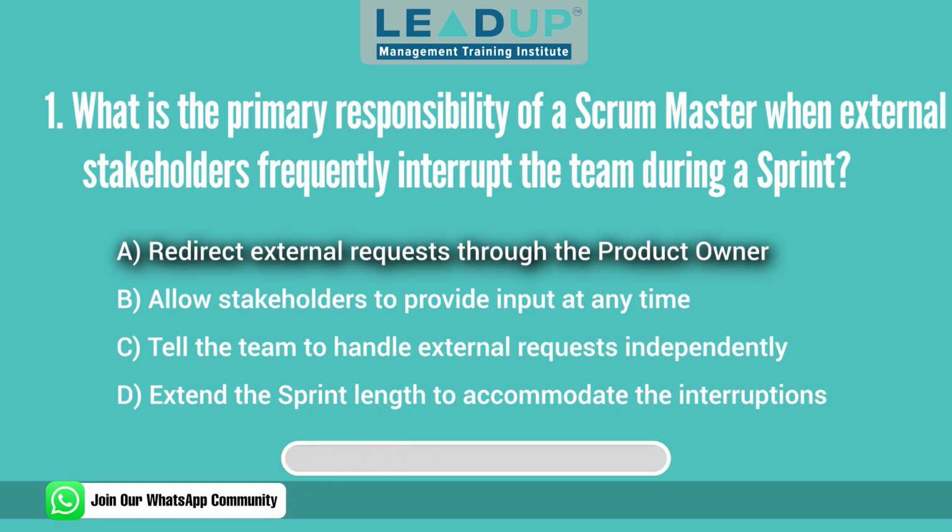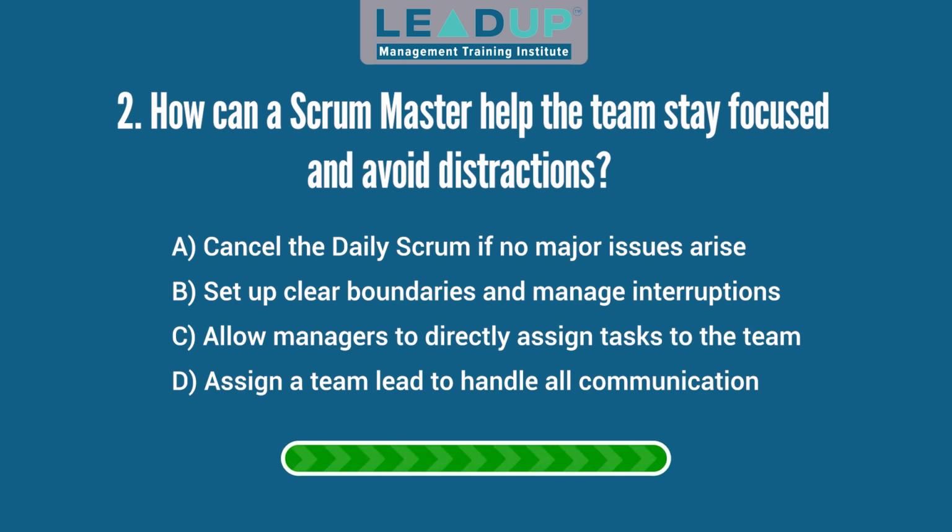Answer: redirect external requests through the product owner. Question 2. How can a Scrum Master help the team stay focused and avoid distractions? A. Cancel the daily Scrum if no major issues arise. B. Set up clear boundaries and manage interruptions. C. Allow managers to directly assign tasks to the team. And D. Assign a team lead to handle all communication.